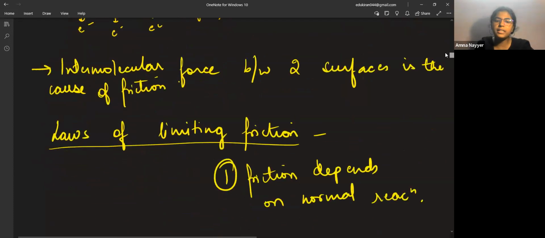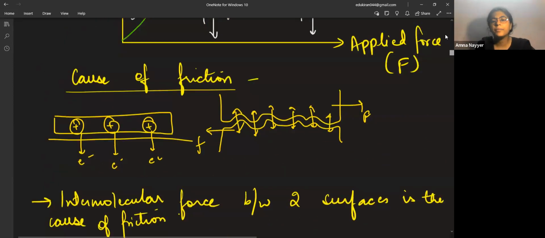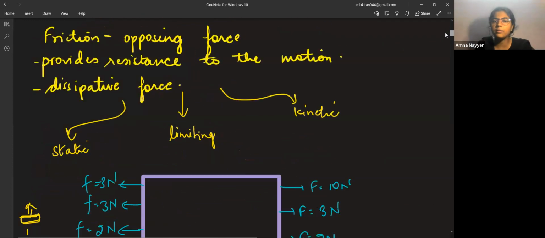Laws of limiting friction. Okay, note down till here. Then we'll study the laws of limiting friction, because from the laws of limiting friction your numericals will start. Though the direct formula for friction is very easy, one formula you have to remember. Note it down, we'll discuss.